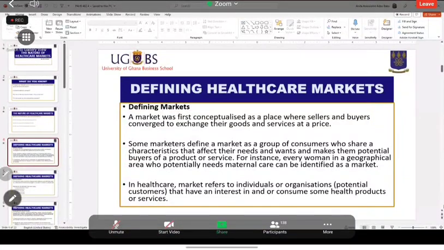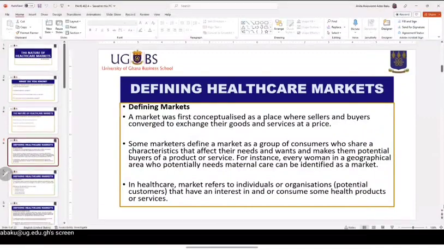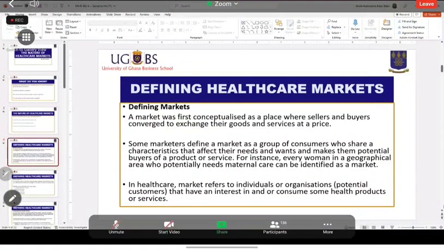And some other people also define a market as being made up of a group of customers who share characteristics that affect their needs and wants and make them potential buyers of goods and services that will satisfy those needs and wants. So, for instance, every woman in a geographical area would potentially need maternal care. And so women or maternal care could be used to define a market, or the idea of women within a particular area, because of their special needs, could be defined as a market for maternal health care services.